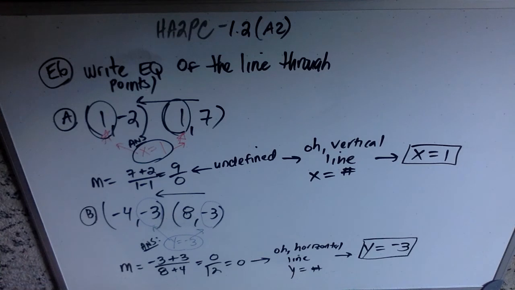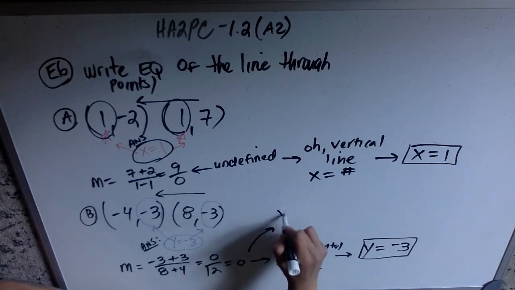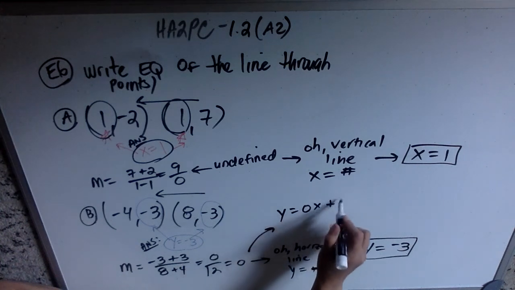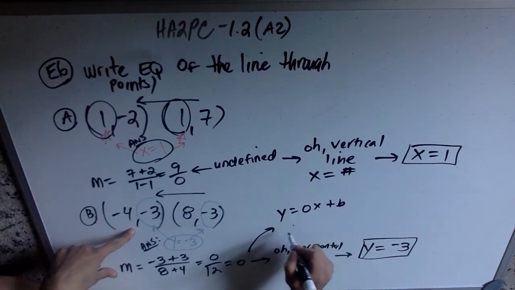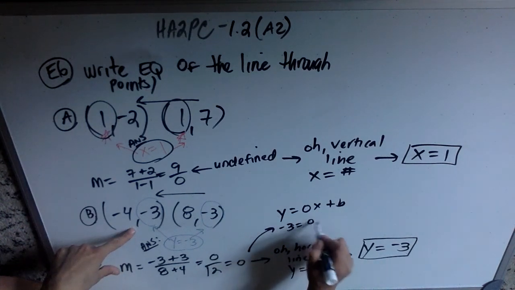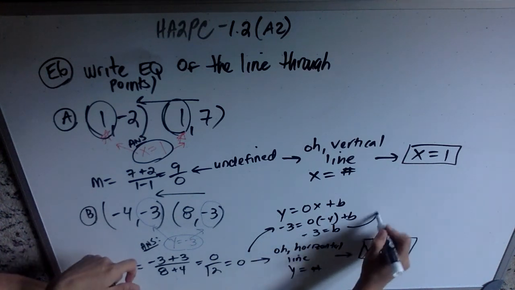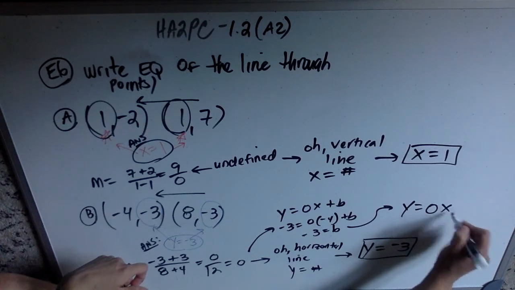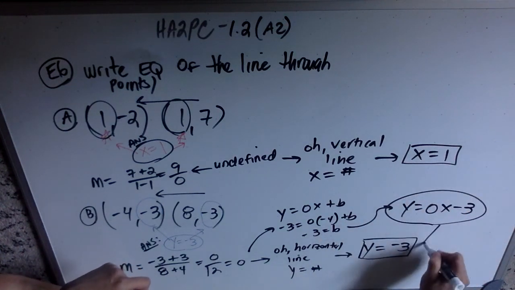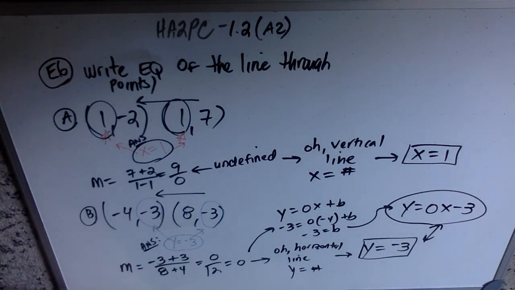Now, if you didn't see that, you could have just plugged in. So let's say you don't make that mental leap, and you say, oh, y equals 0x plus b. I plug in a point. Negative 3 equals 0 times negative 4 plus b. Oh, negative 3 is my b. So y equals 0x minus 3. Well, that's the same answer, right? That is also a correct answer. Again, with horizontal lines, you can use that trick. You can't really use that trick with vertical lines.